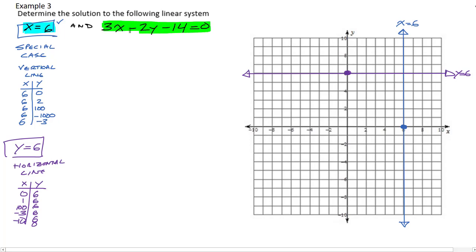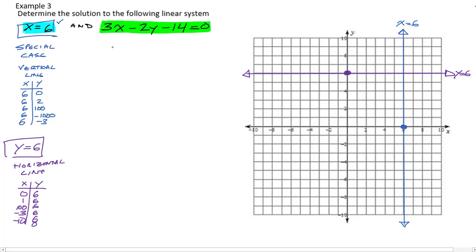This guy here, though, there's an x and a y in it, so it's not a special case. Special cases, horizontal and vertical, are only if there's only a y or only an x. If it has an x and a y, it's not a special case. But this is, once again, in standard form. So we need to change it to slope y-intercept form. So how do we do that again?